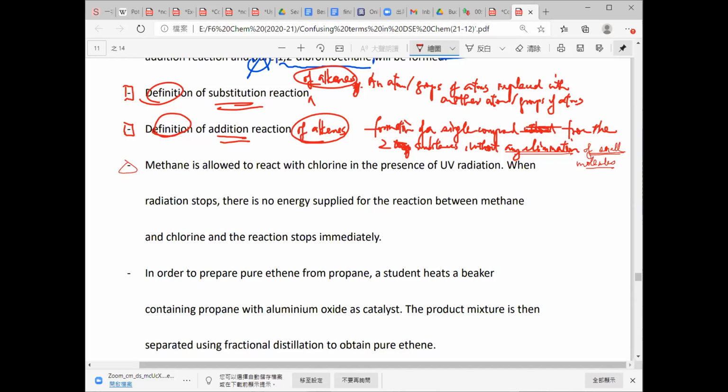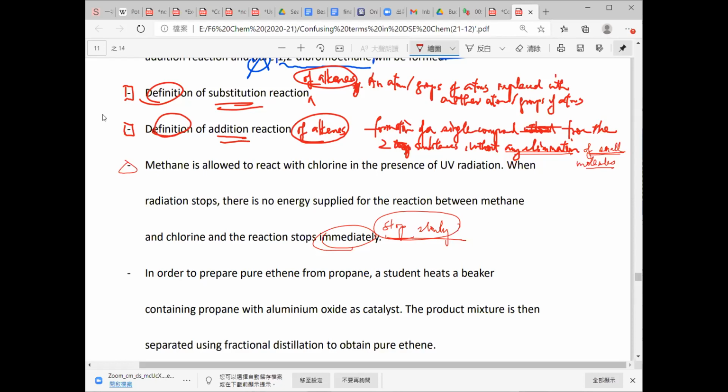Not stop immediately. Yeah, not stop immediately. So the term is immediately. Stop slowly. Why? Why would the reaction stop slowly? That is somewhat very, very tricky, this question, I must tell. Yeah, that's right. The free radical can still react without UV light. So as long as the UV light initiates the reaction, the reaction will not stop until what?